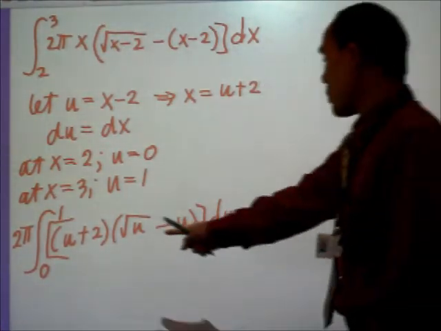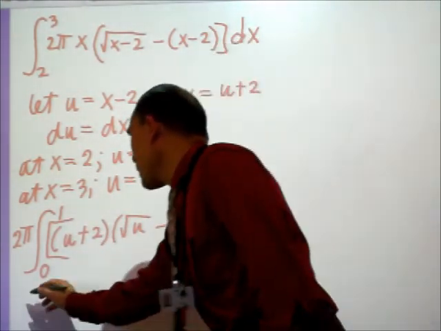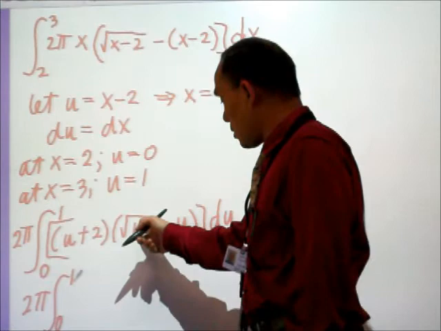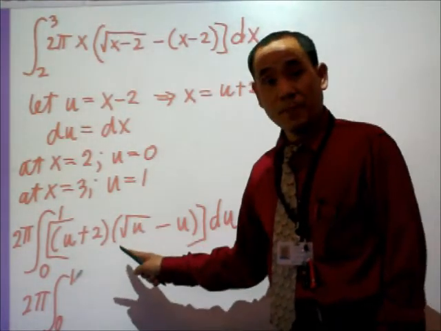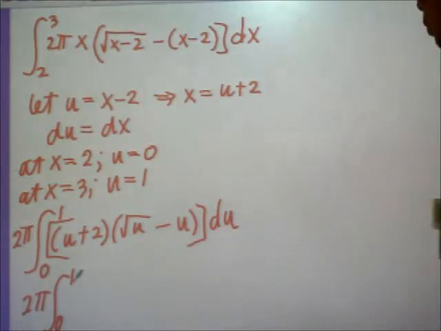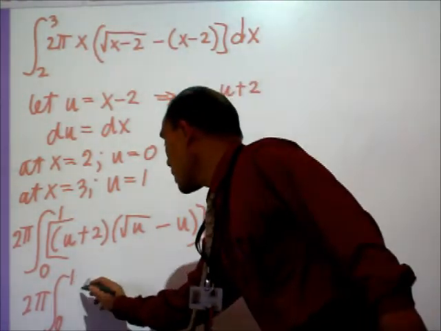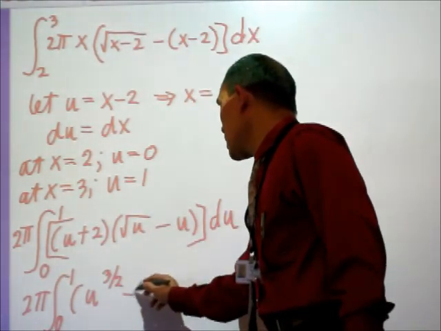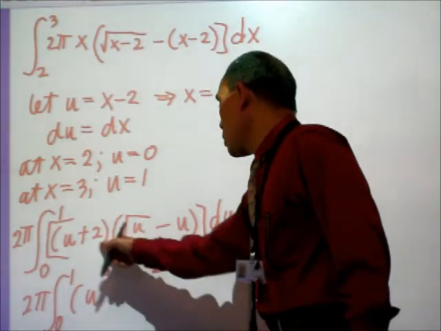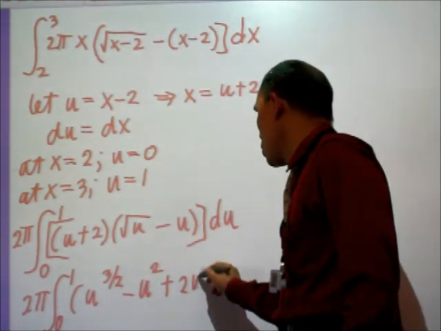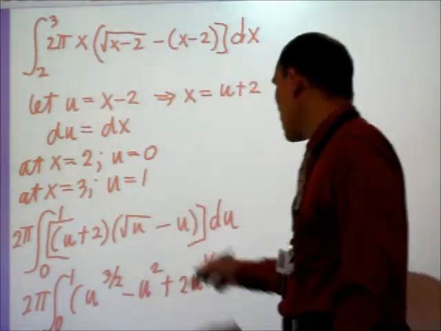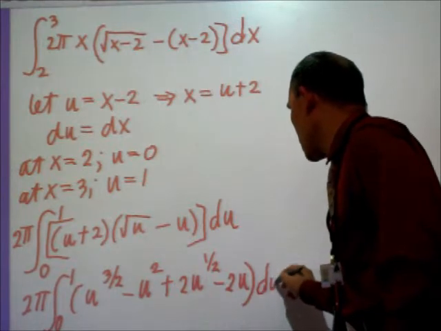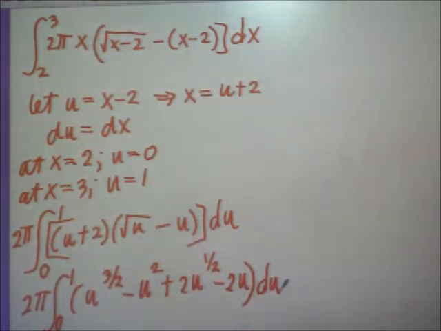Okay, from here we can expand this, multiply. So 2 pi, this is 0 to 1, u times square root of u. Actually, we know that square root of u means u to the power of 1/2. That means this now becomes u to the power of 3 over 2. And when we multiply this, this is minus u squared. When we multiply this, that's 2u to the power of 1/2. And when we multiply this, that's negative 2u. Okay, du.